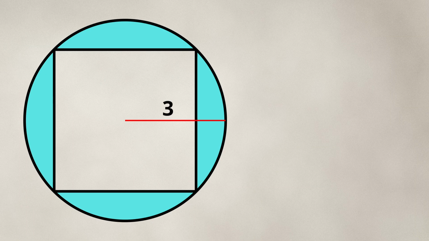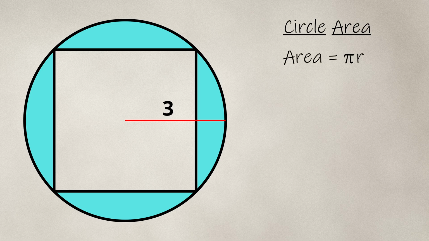We're told the radius of the circle is 3, and the formula for the area of a circle is area equals pi times the radius squared. So let's plug in our values. Radius equals 3. 3 squared is 9. So the area of the circle is 9 pi. Boom! First part done.